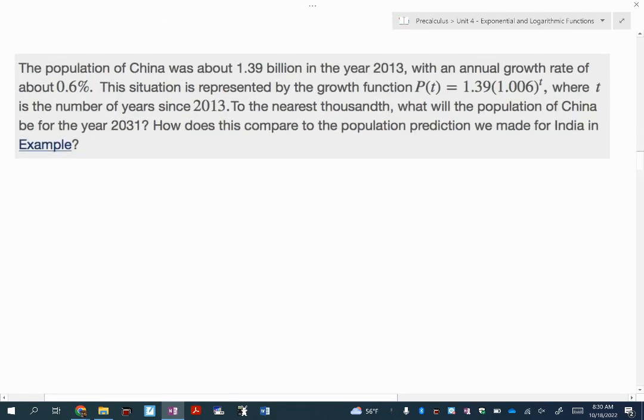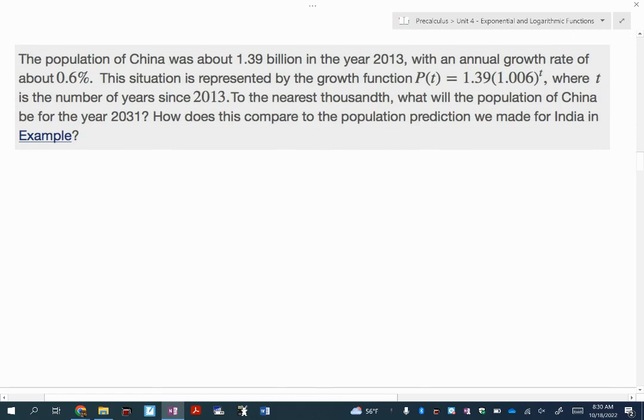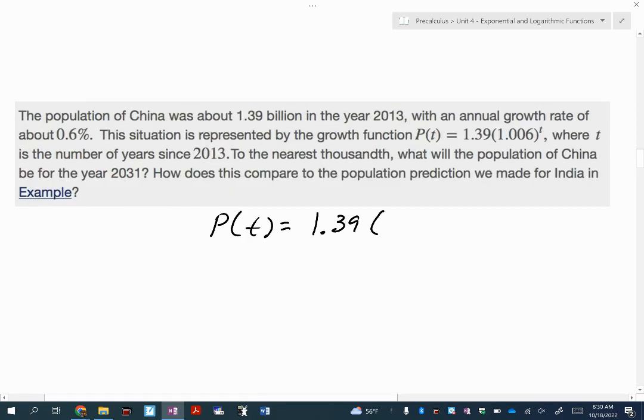All right, let's do the same idea, but with a different country, with China. So we have our exponential function being modeled with 1.39 times, right? And again, how they got this is they took 1 plus the rate of 0.006 to get that 1.006 number, right? That has to be greater than 1, otherwise it won't be exponential growth.